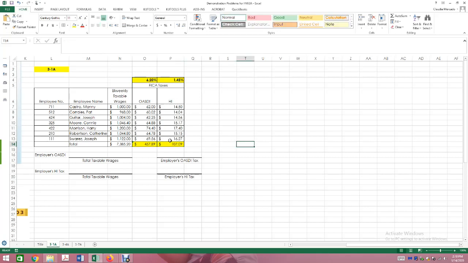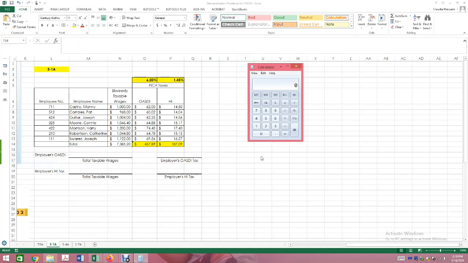You can do this, or you can just use your calculator. Let's take Joseph, for example. Joseph earned 1122. I'm going to multiply by 6.2%. That's going to give me 69.56564. I'm rounding to 2 decimals, so this is a 4, I'm going to keep it at 69.56. Okay, let's do HI.